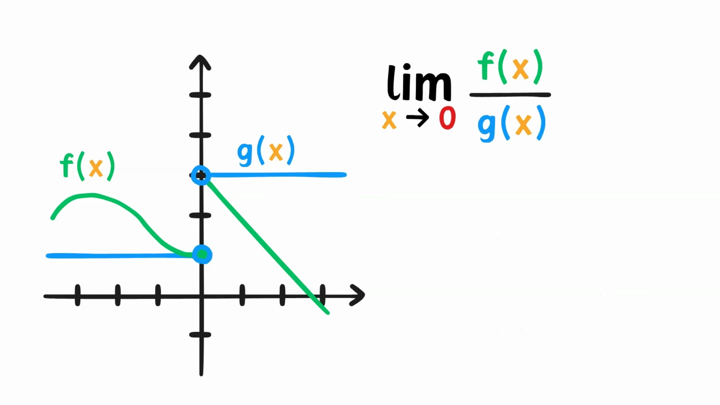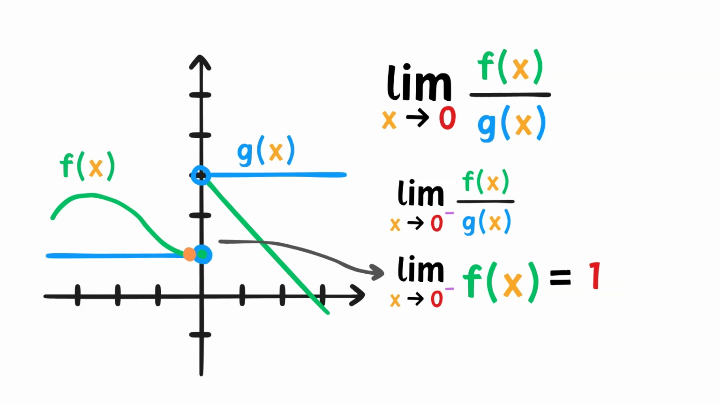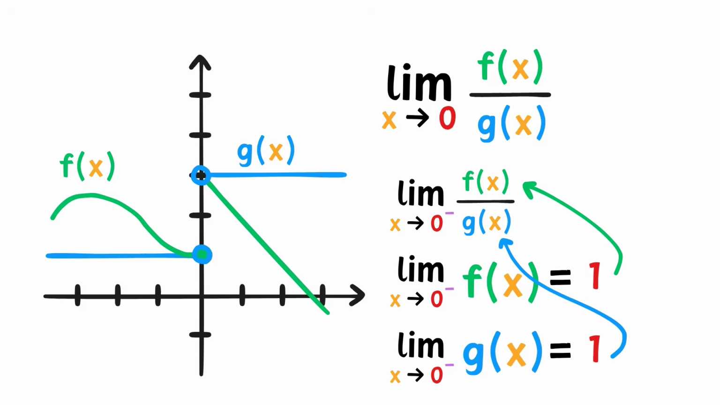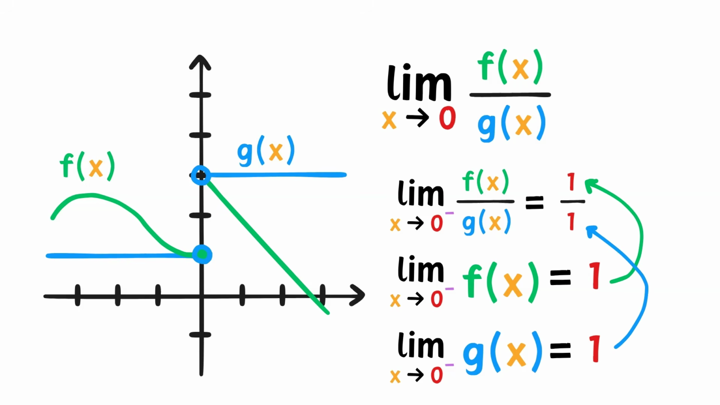What is the limit as x approaches 0 of f of x over g of x? First, we know that we must take the one-sided limits. Starting from the left, the limit of f of x as x approaches 0 is 1. The limit of g of x from the left is also 1. So the limit of f of x over g of x from the left is 1 over 1, or 1.